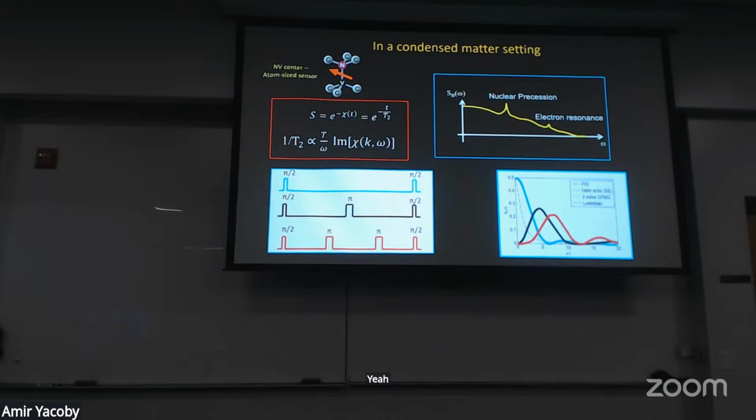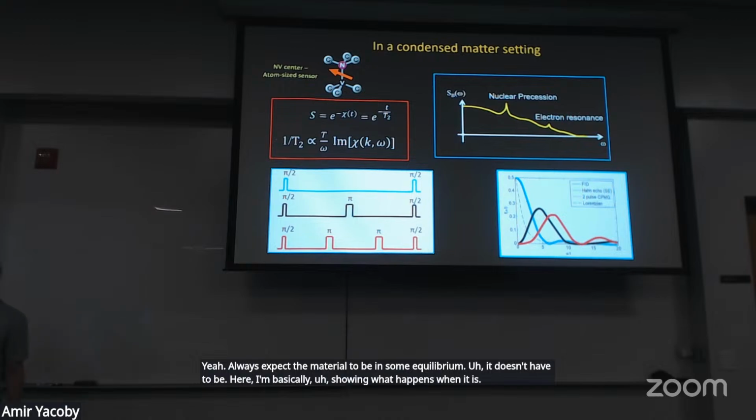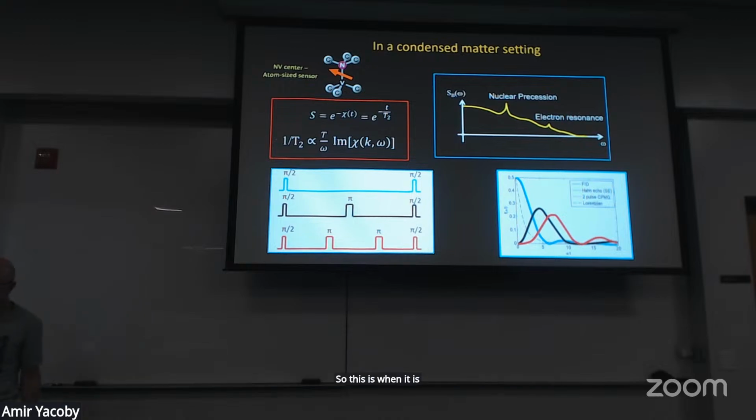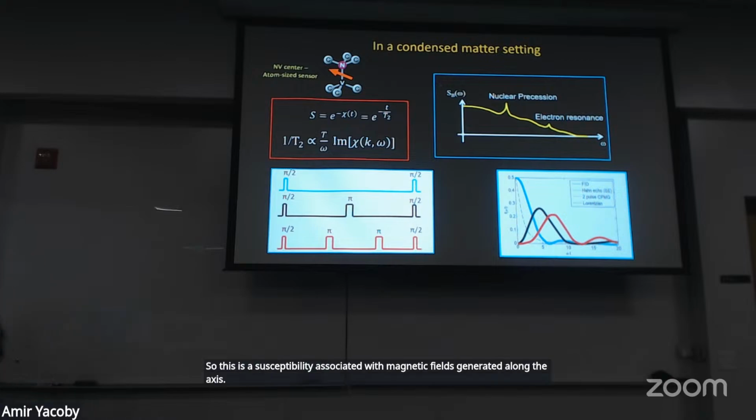Do you always expect the material to be in thermal equilibrium? It doesn't have to be. Here I'm basically showing what happens when it is. Is it the total magnetic susceptibility, like current plus spin, right? So remember, what the NV center is responding to are magnetic fields along its axis. So this is a susceptibility associated with magnetic fields generated along the axis of the NV center.